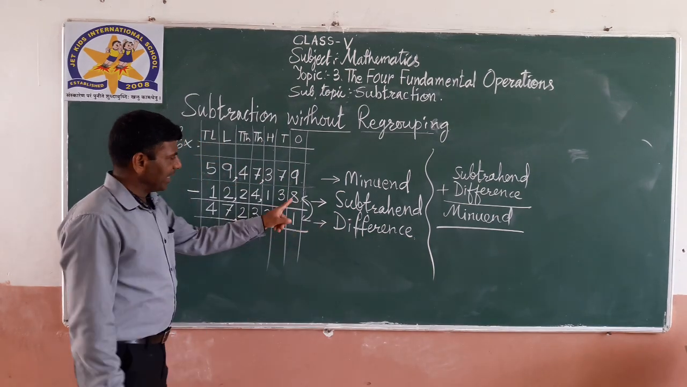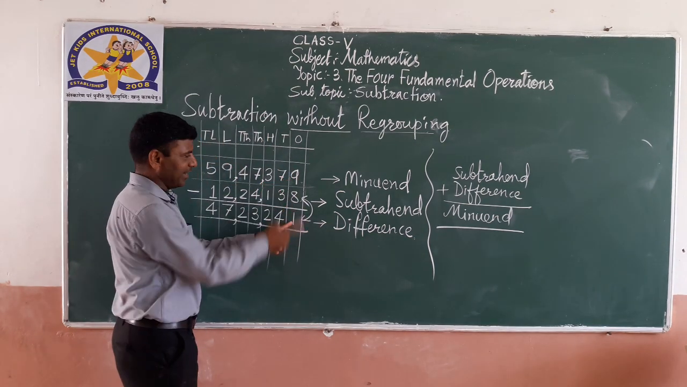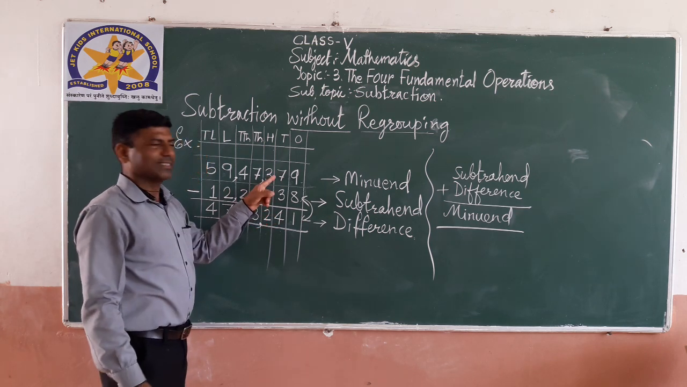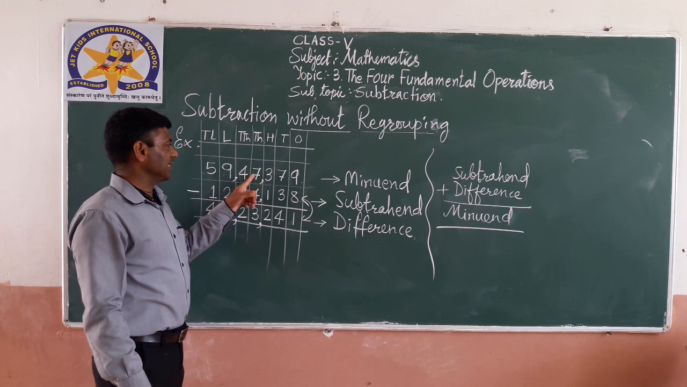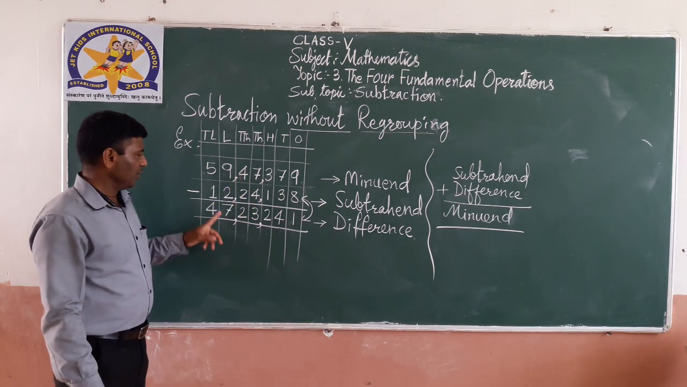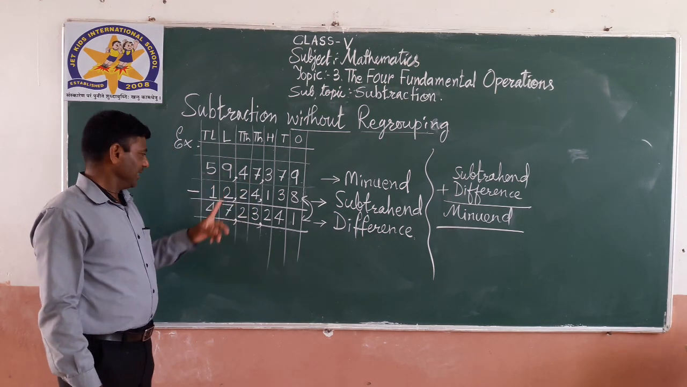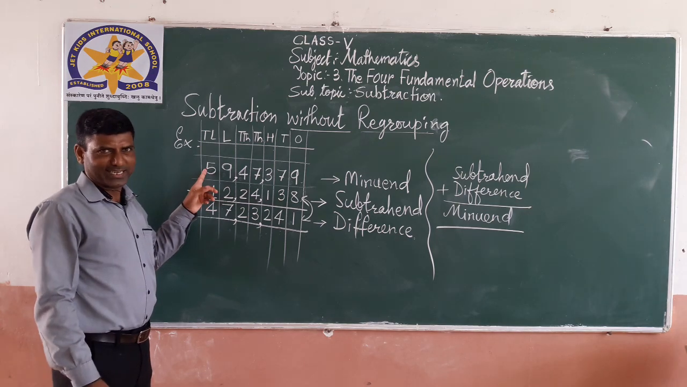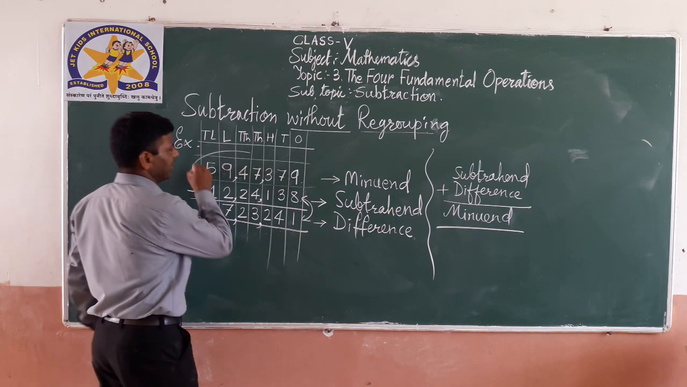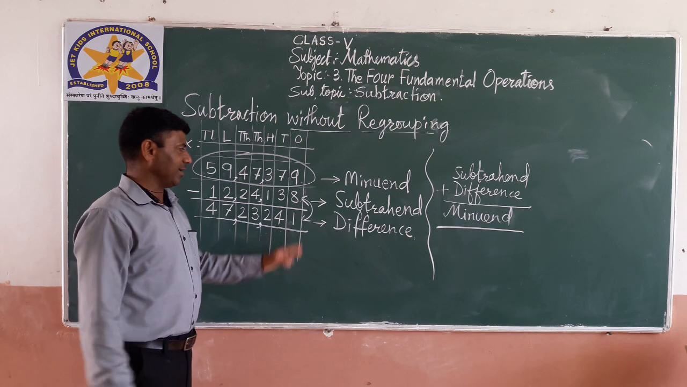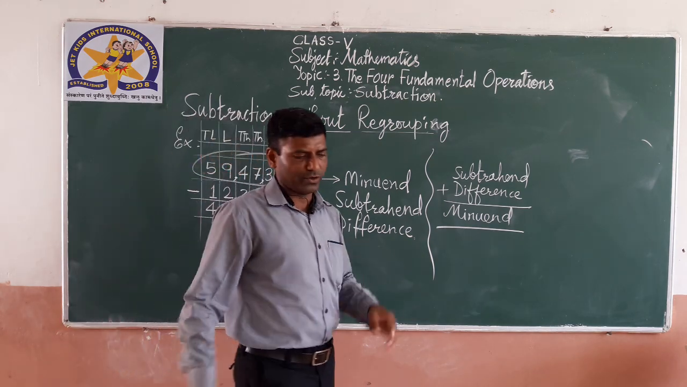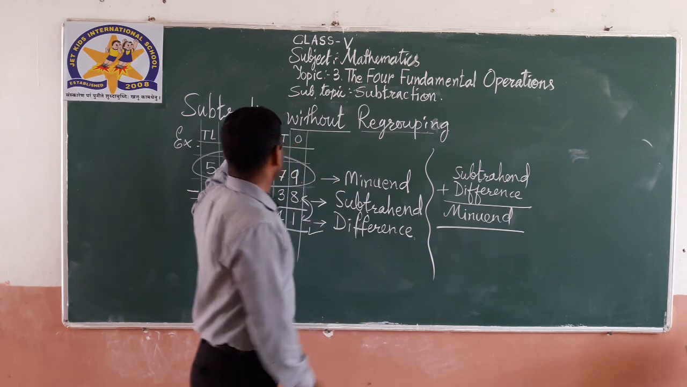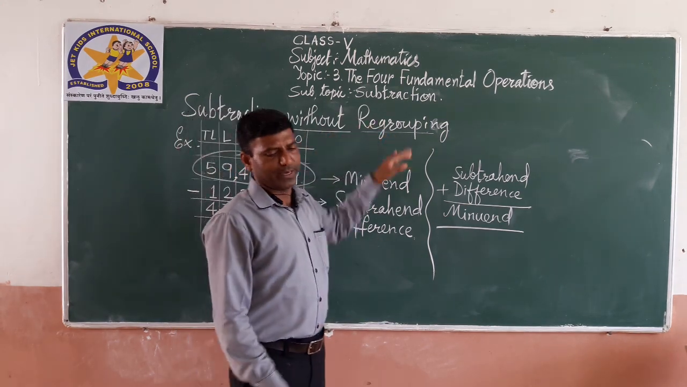Let's see. 8 plus 1, 9. 4 plus 3, 7. 2 plus 1, 3. 3 plus 4, 7. 2 plus 2, 4. 7 plus 2, 9. 4 plus 1, 5. Understand? You will get the minuend, which means our answer is right. By this method you can verify. Okay. This is subtraction without regrouping.